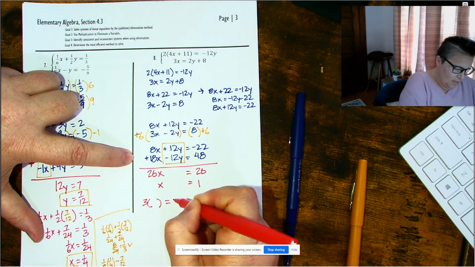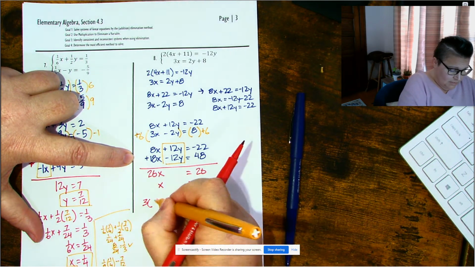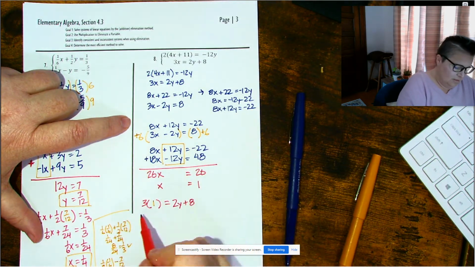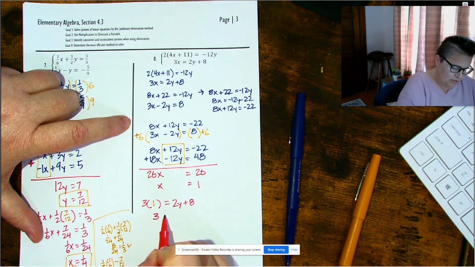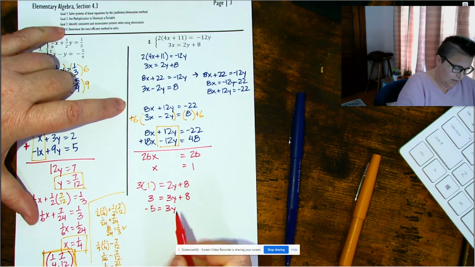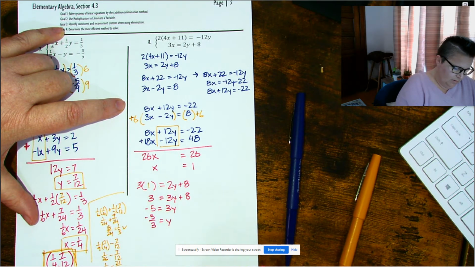3 times 1 is going to be 2y plus 8. Remember, I want to use the original equation because if I messed up in here, this original equation is where it's at. So I've got 3 times 1. I'm going to subtract 8. So negative 5 is 3y. And I'm going to divide both sides by 3. So I'm going to have a negative 5/3 is my y value.